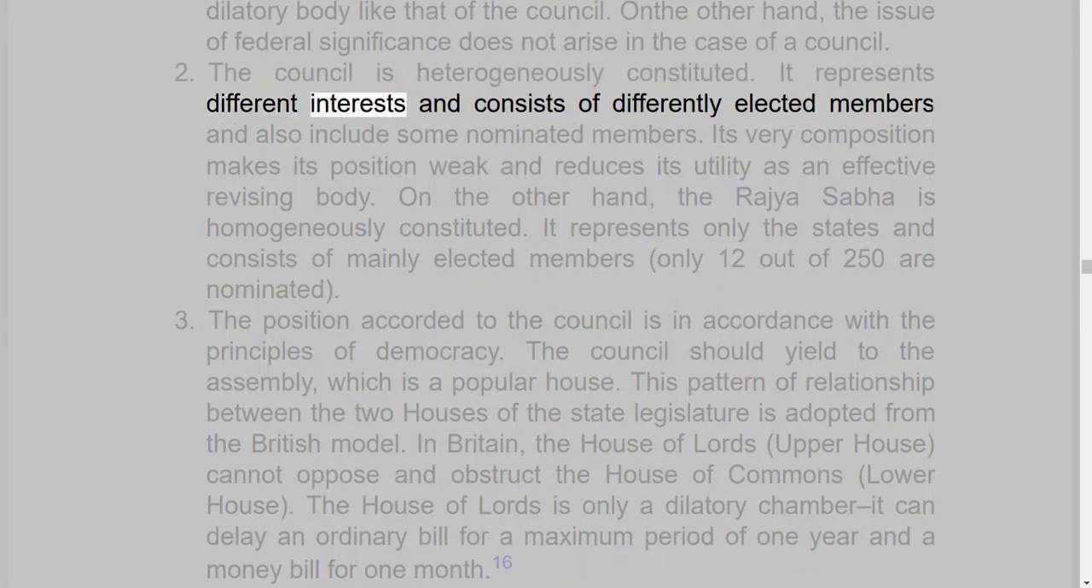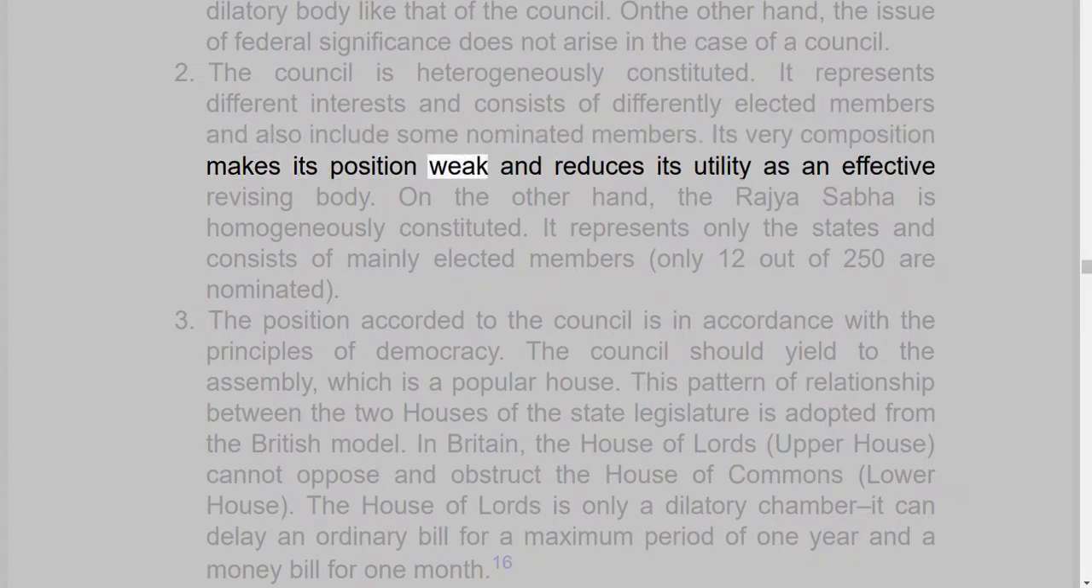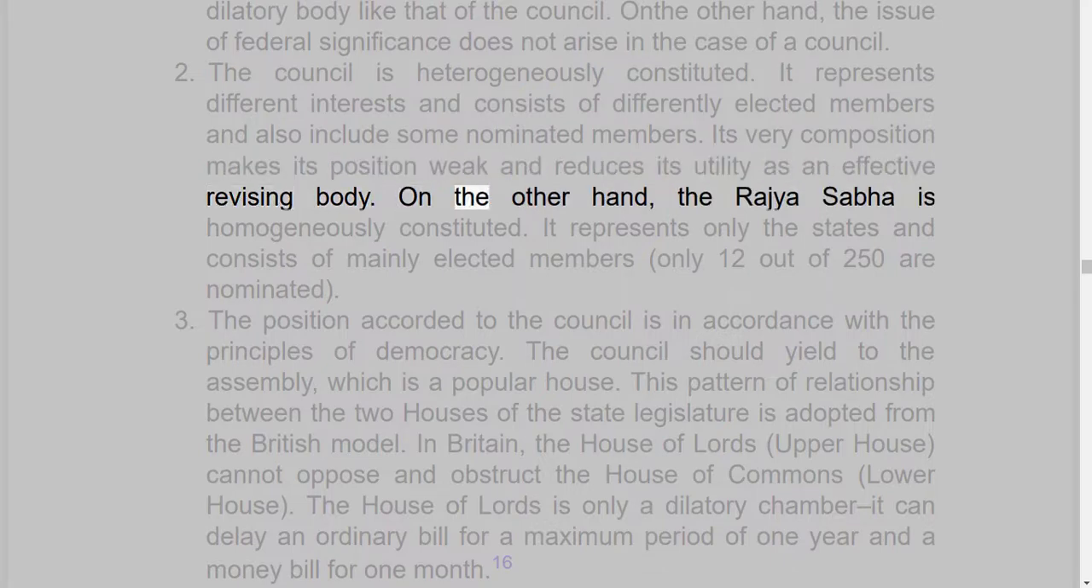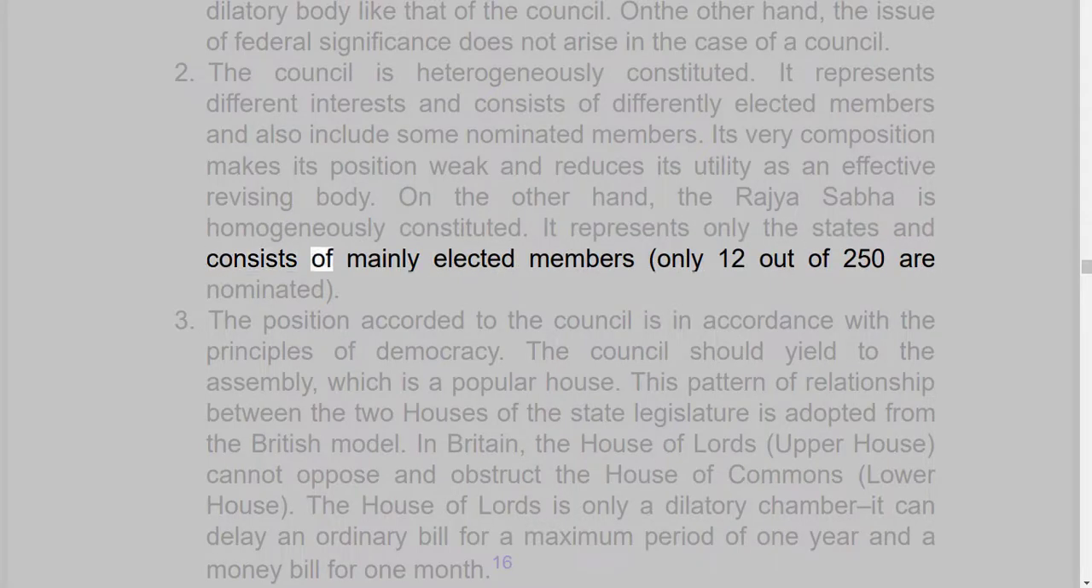2. The Council is heterogeneously constituted. It represents different interests and consists of differently elected members and also includes some nominated members. Its very composition makes its position weak and reduces its utility as an effective revising body. On the other hand, the Rajya Sabha is homogeneously constituted. It represents only the states and consists of mainly elected members. Only 12 out of 250 are nominated.